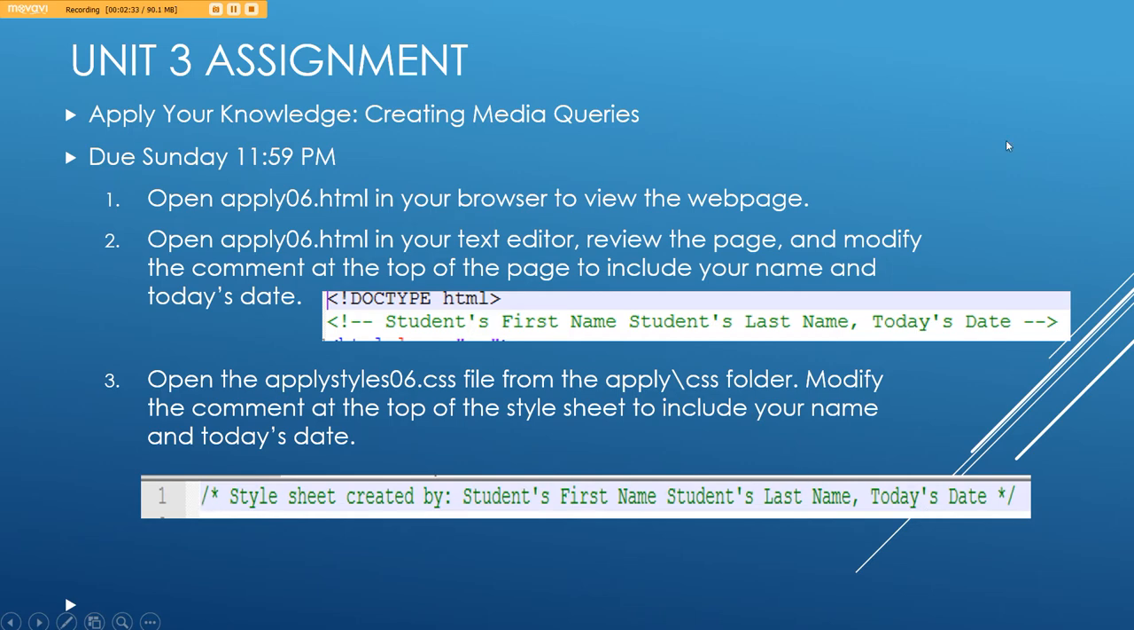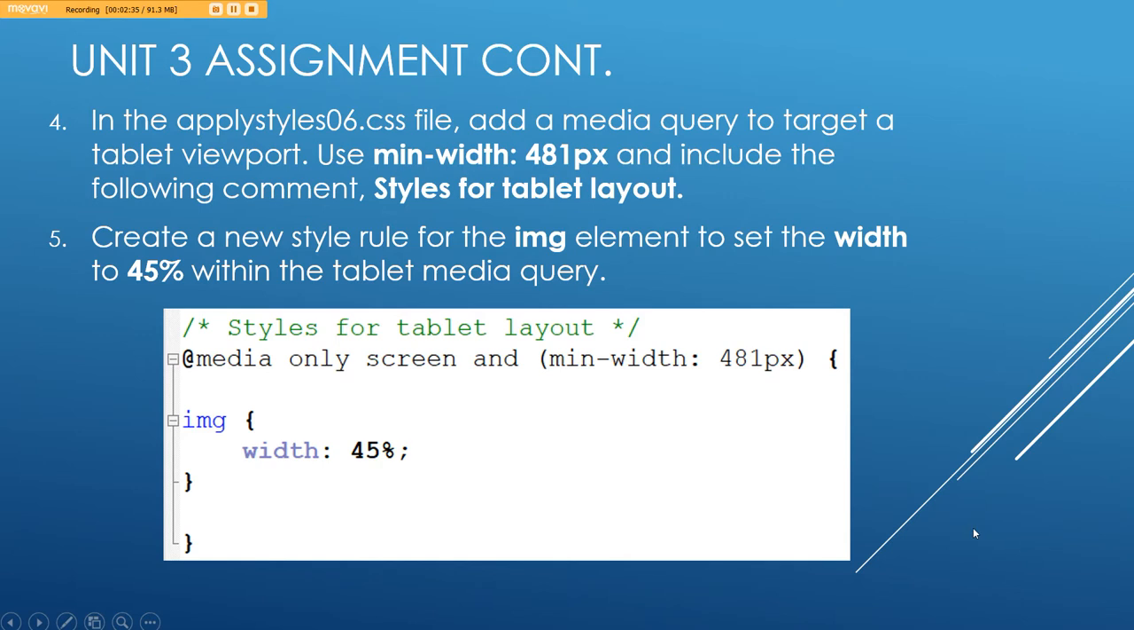And this is, of course, the CSS file. In the Apply Styles 06 CSS file, add a media query to target a tablet viewpoint. And you're going to use minimum 481 pixels and include the following comment: styles for tablet layout. So they separated these two, but they're actually all the same code. So I'm going to read the next one. Create a new style rule for the image element to set the width to 45% within the tablet media query.